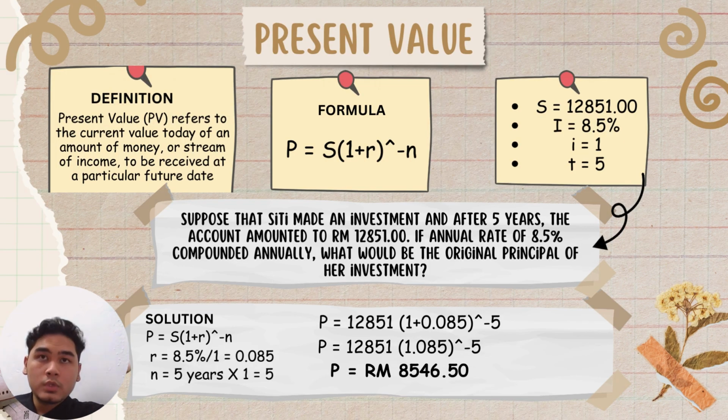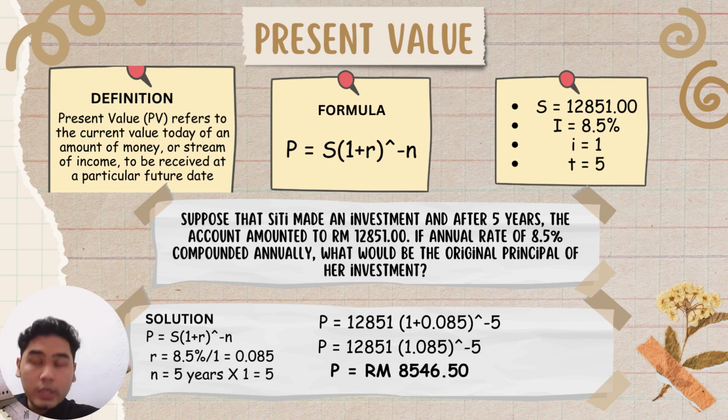So after that, we proceed with the present value example. The definition of present value refers to the current value today of an amount of money or stream of income to be received at a particular future date. The formula that we can use in order to find the present value amount is P equals to S in bracket 1 plus R to the power of negative N, which is S equals to the future value amount, R equals to the interest rate per year divided by the number of compound per year, while N equals to number of compound per year times number of years.